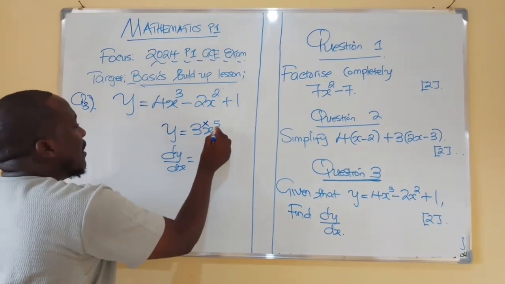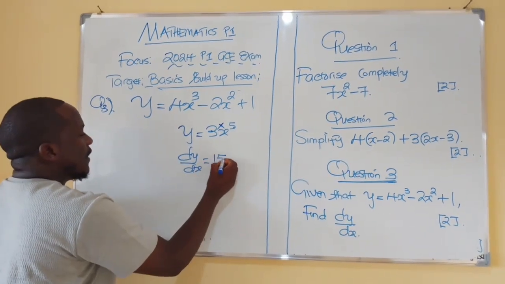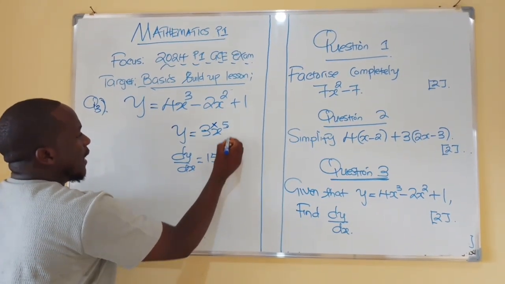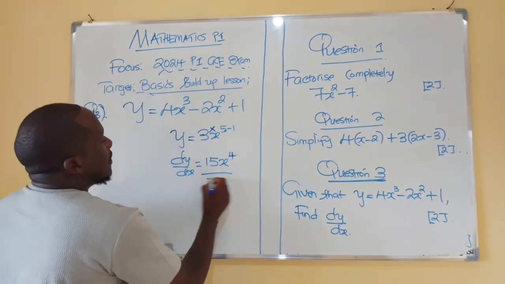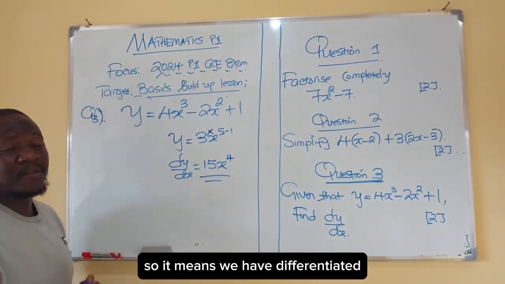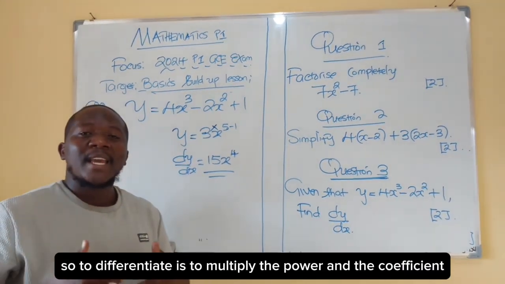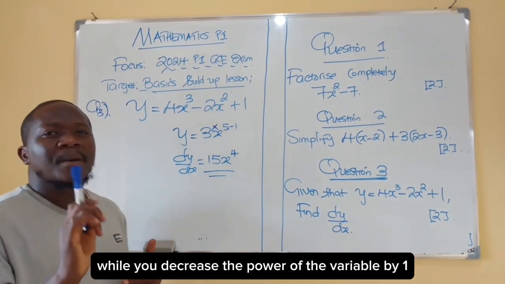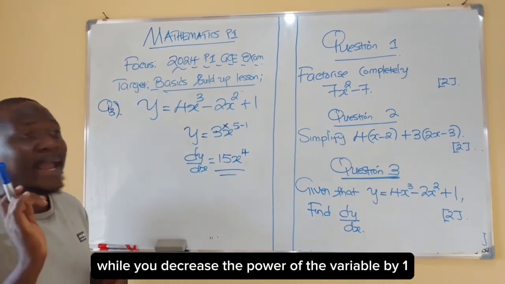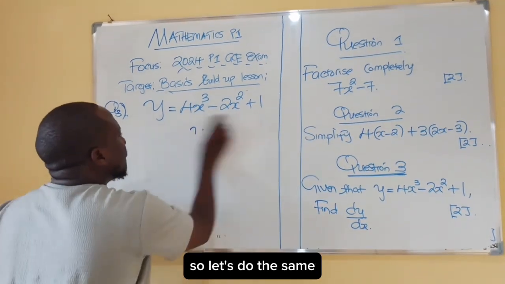So we multiply here. 5 times 3, this one is going to give us 15. We bring down the x. Then this is going to be 5 minus 1, which is going to be a 4. So which means, having done so, we have differentiated. So to differentiate is to multiply the power and the coefficient, while you decrease the power of the variable by 1. So let's do the same.